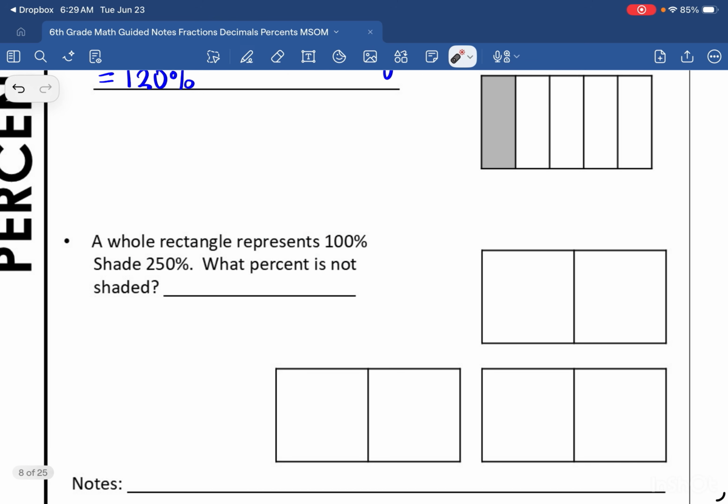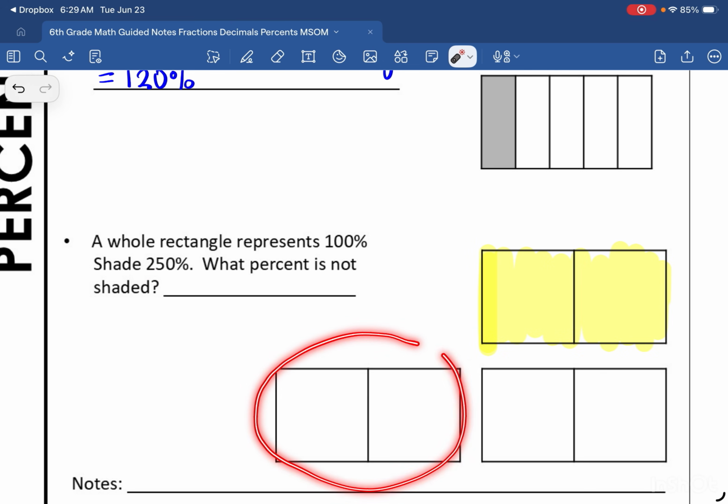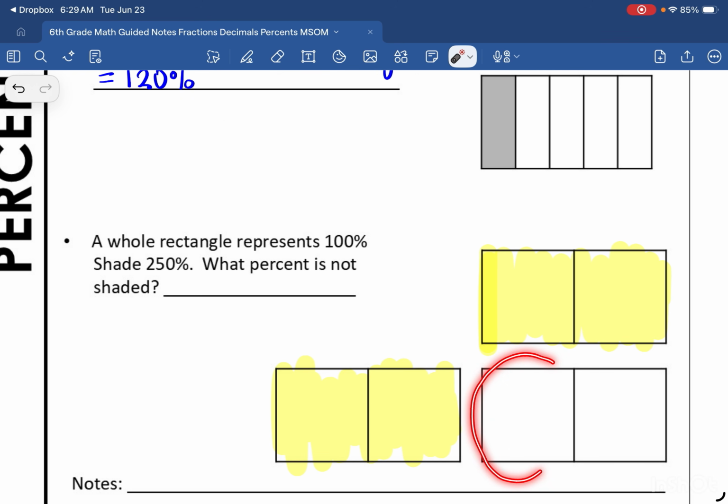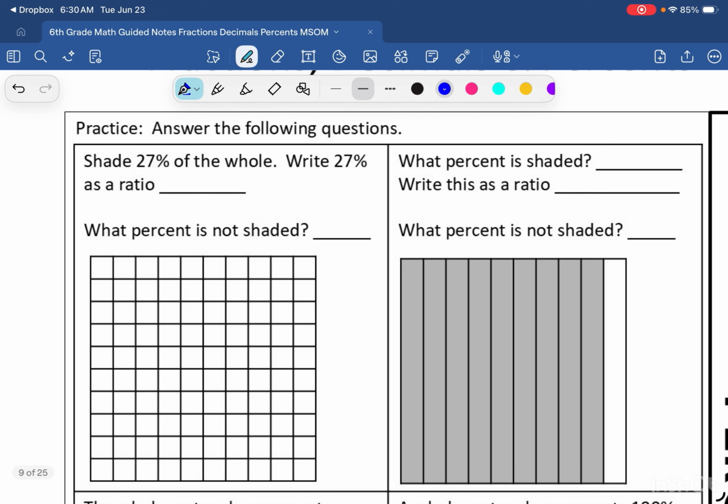A whole rectangle represents 100%. Shade 250%. So if we want 250, we're going to have 100% plus 100% plus 50%. What percent is not shaded? Well, that just leaves this section right here, which represents 50% of this whole, so 50%. Practice. Answer the following questions.